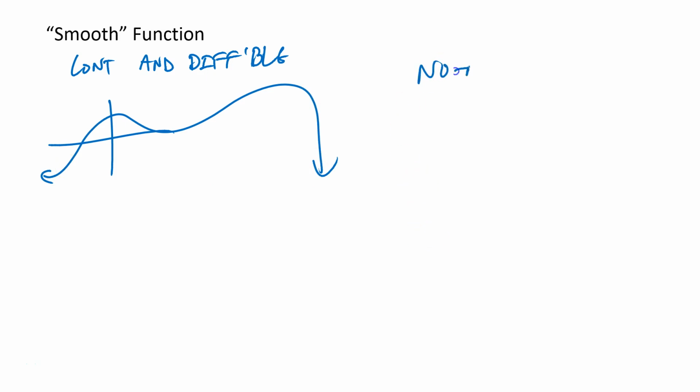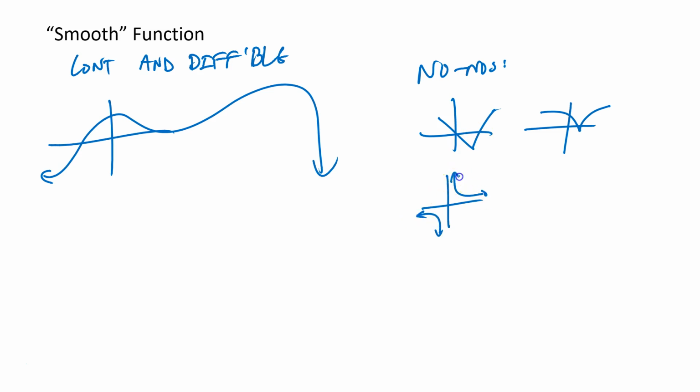So no-nos for smooth functions: you can't have any corners, because it's not smooth. You can't draw through it smoothly. It's not differentiable at that corner. You can't have any cusps. You can't have any discontinuities. So a vertical asymptote is no good because you aren't continuous there, and not continuous means you're not differentiable. A jump definitely would not be a smooth function, because it's not continuous at that point.